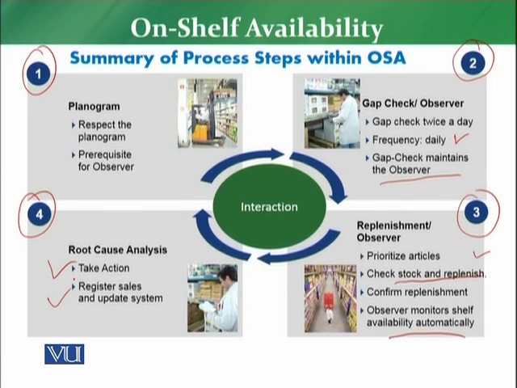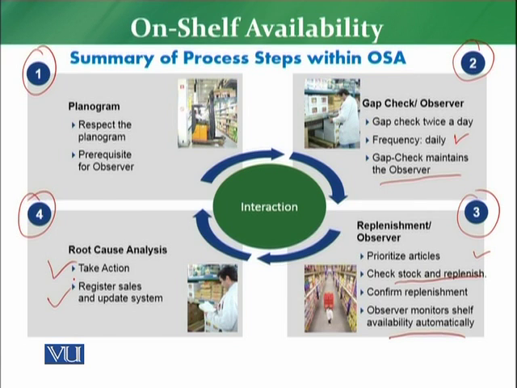Once a root cause has been identified, you already know whom to contact. You have to contact the supply chain manager, operations, and the buyer. After understanding whether it was because of delay in delivery, late delivery, or not ordering blocked articles, whatever the reason was, you have to identify it, register sales into the system, and then update the system.